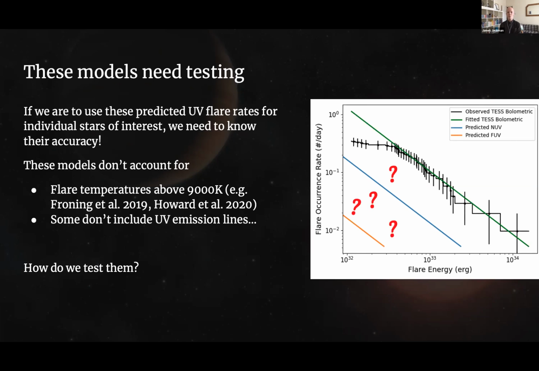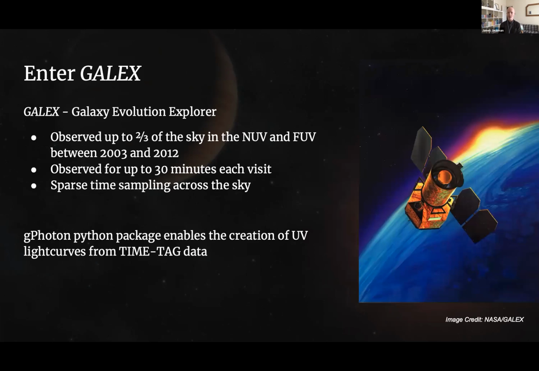One other option would be to look at archival data, such as with GALEX. GALEX was the Galaxy Evolution Explorer, and it was a UV mission that observed about 2/3 of the sky in the near UV and quite a bit less in the far UV between 2003 and 2012. GALEX observed in a time tag photon mode, meaning that when it got a photon, it was a good one. You knew the position of the photon on the detector, you knew the time of arrival, and you knew the energy of said photon. My colleague Chase Millian in recent years has developed the gPhoton Python package that enables users to create UV light curves from this data.